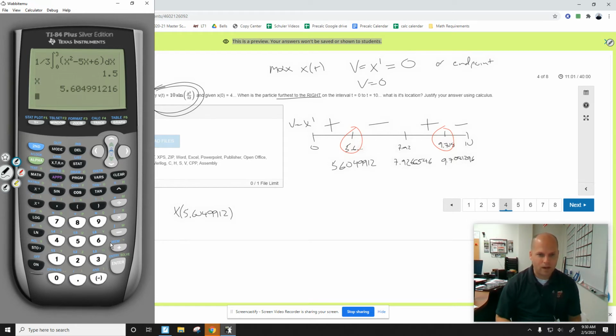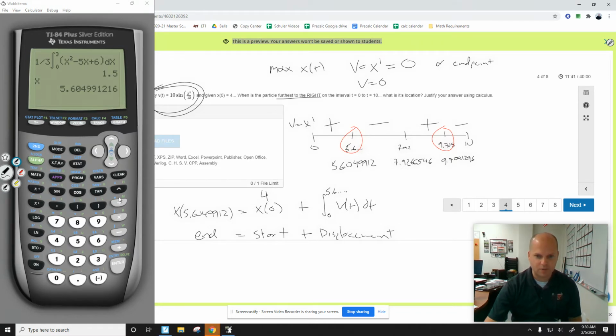Okay, now how do I find this position? Well, I could try to take the antiderivative of this and then find c and find a position function, but I can't. I can't take the antiderivative of this. So this is where we do the whole end position equals our start position plus our displacement. Well, my starting position, x of 0, I know is 4. My displacement can be found by finding the area under my velocity from 0 to that 5.6 number. Now, you have to use that entire number in your integral of your v.